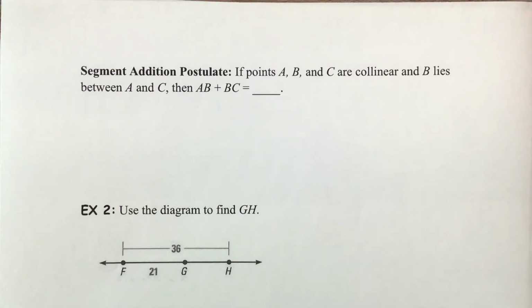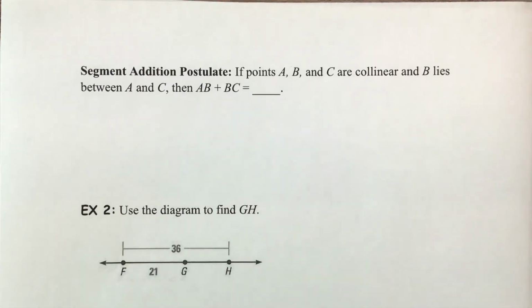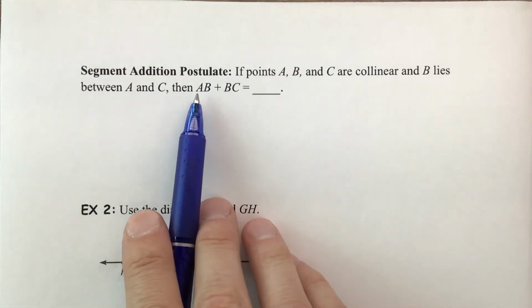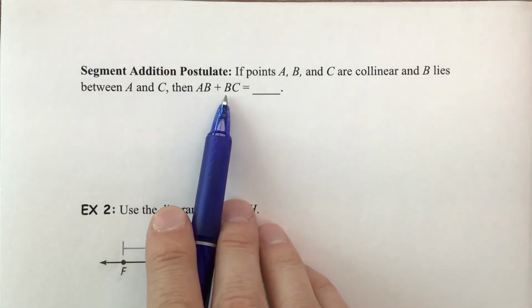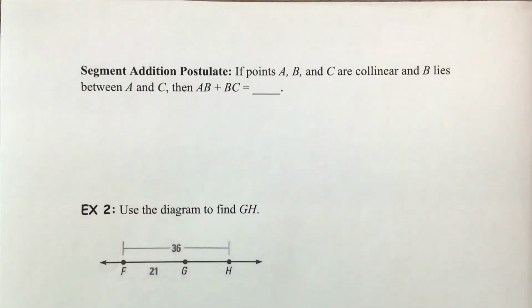And what it says is that if you got 3 points, A, B, and C, that are collinear, that means that they're in a straight line. That's important here. If you got these 3 points that are in a straight line, and B is between points A and C, then the distance from A to B plus the distance from B to C would be equal to something. Well, let's go ahead and draw a picture.